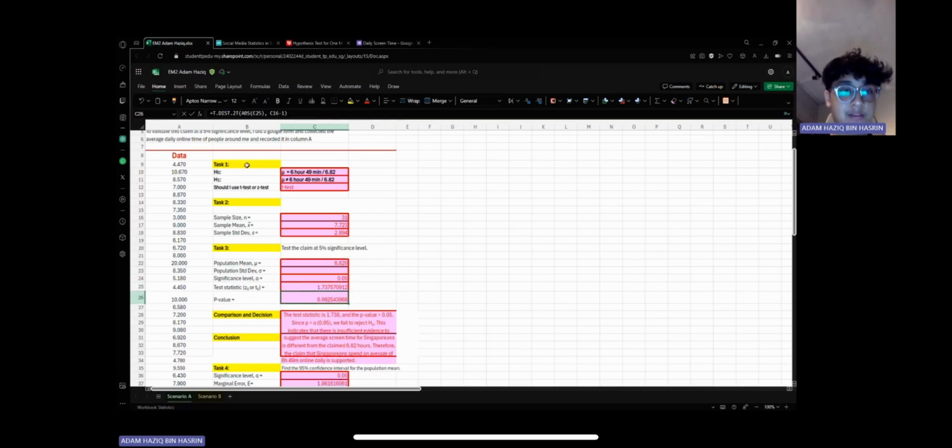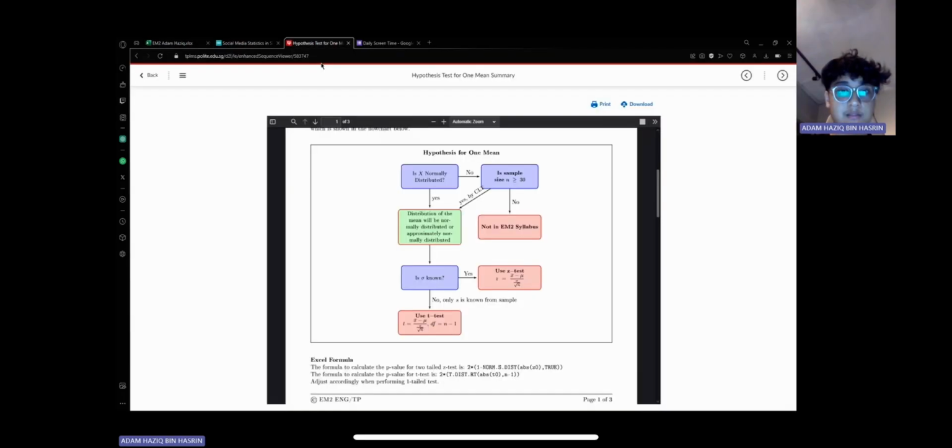Next, the p-value is calculated by T.DIST.2T, which stands for two-tail, which is the two-tail test that I'm doing, and C25, which is the t-test statistic, and n minus 1, which you can see over here.